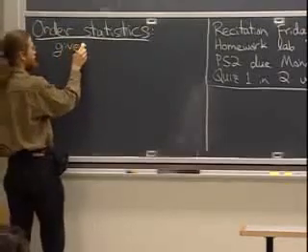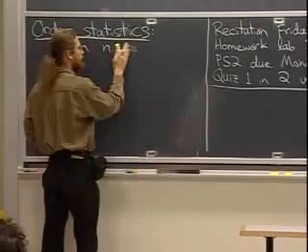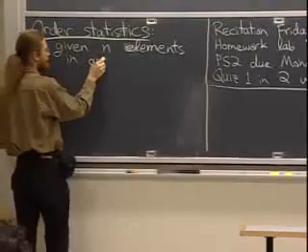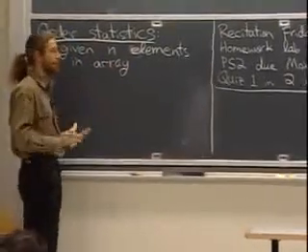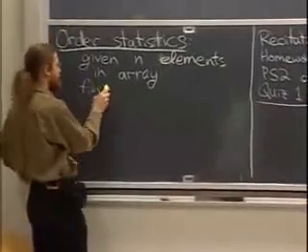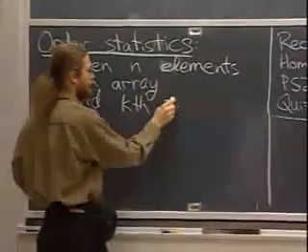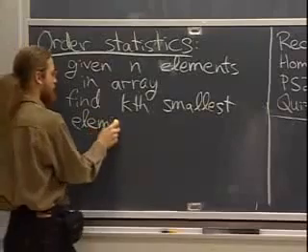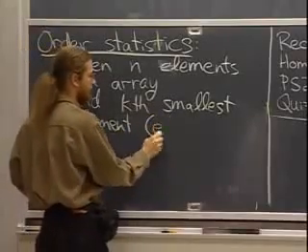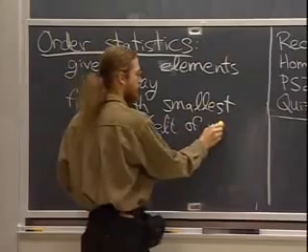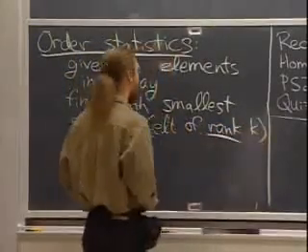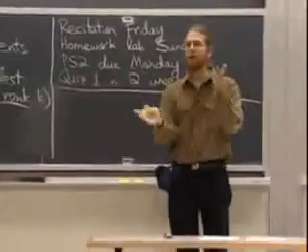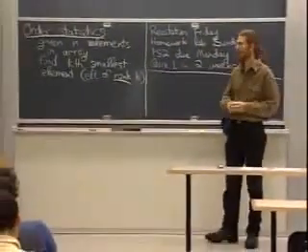The problem is I give you a bunch of numbers. Let's call them elements. And they're in some array, let's say, and they're in no particular order, so unsorted. I want to find the kth smallest element. So this is called the element of rank k. In other words, I have this list of numbers which is unsorted, and if I were to sort it, I'd like to know what the kth element is. Okay, but I'm not allowed to sort it.